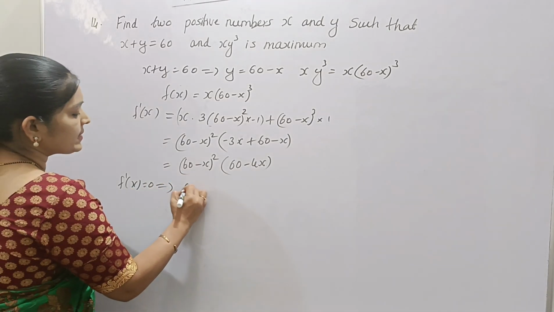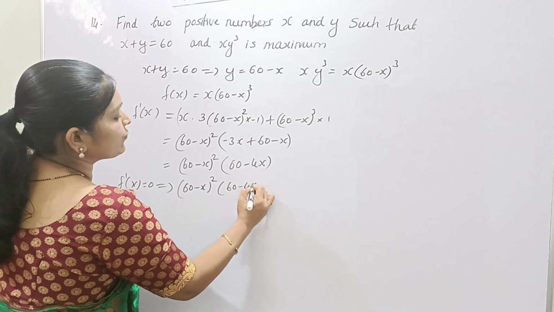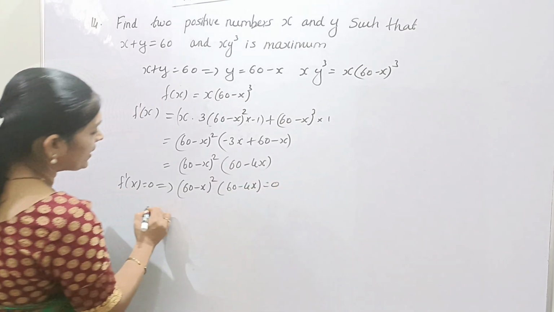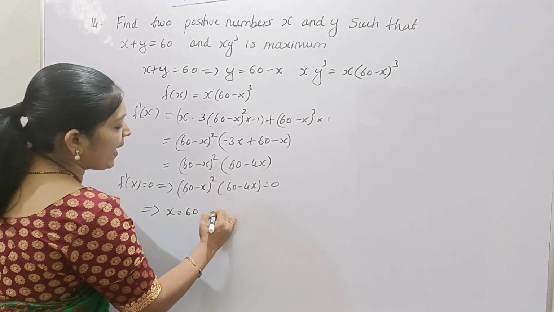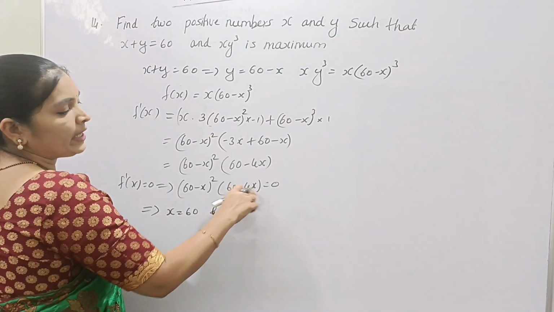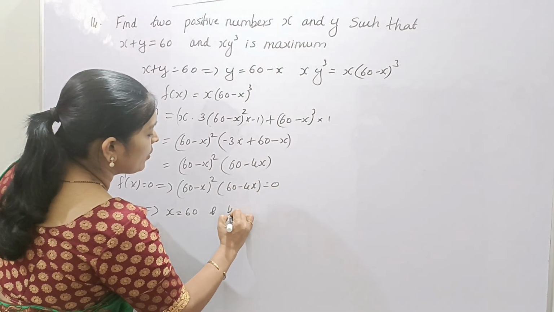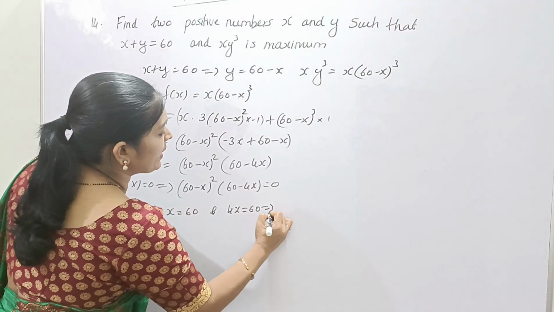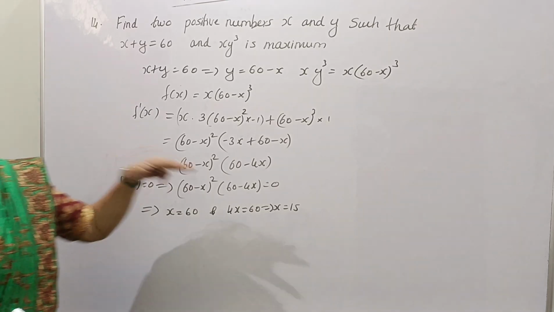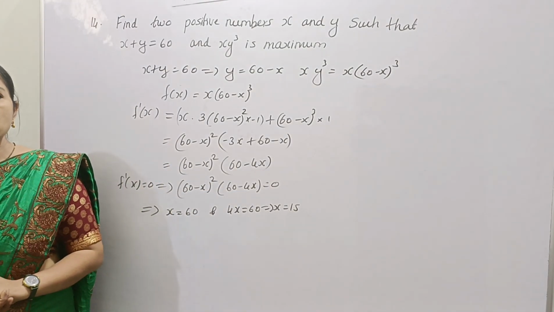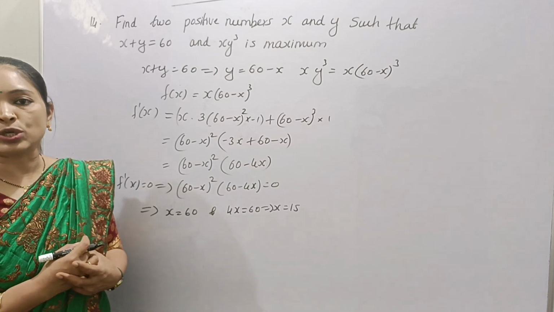Next set f'(x) equal to 0. That implies (60 − x)²(60 − 4x) = 0. So x = 60, and 60 − 4x = 0 implies 4x = 60, so x = 15. So x = 60 and x = 15. When x is equal to 60, what is the value of y? y is equal to 0, right?